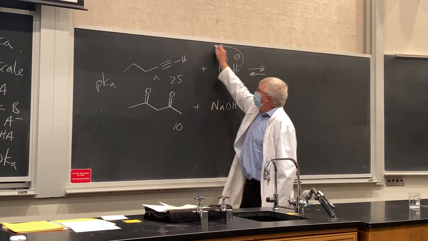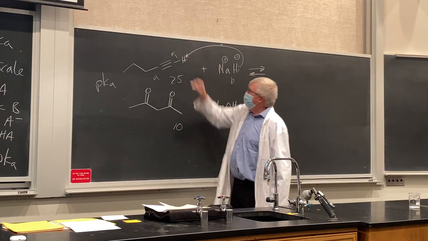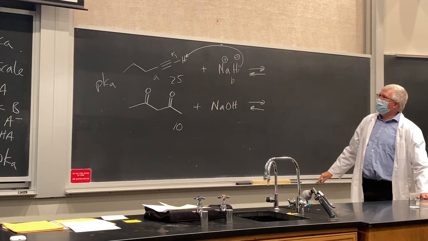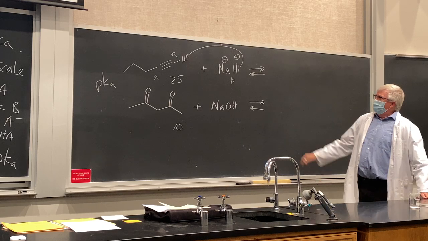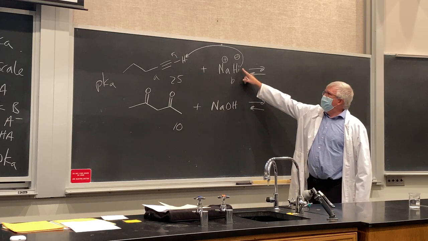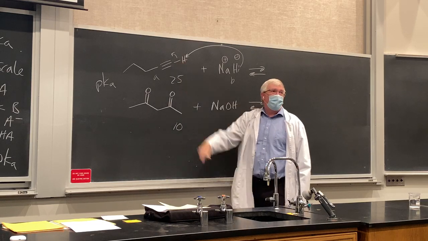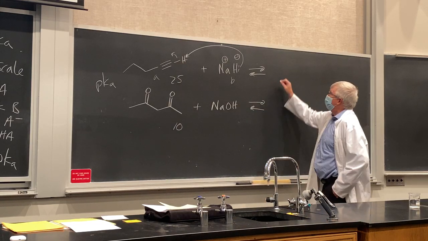So let's draw the curved arrow mechanism there. So remember, the arrow starts at where the electrons begin, and then where they end up, it's grabbing the proton there and pushing those electrons onto the acetylene part there.